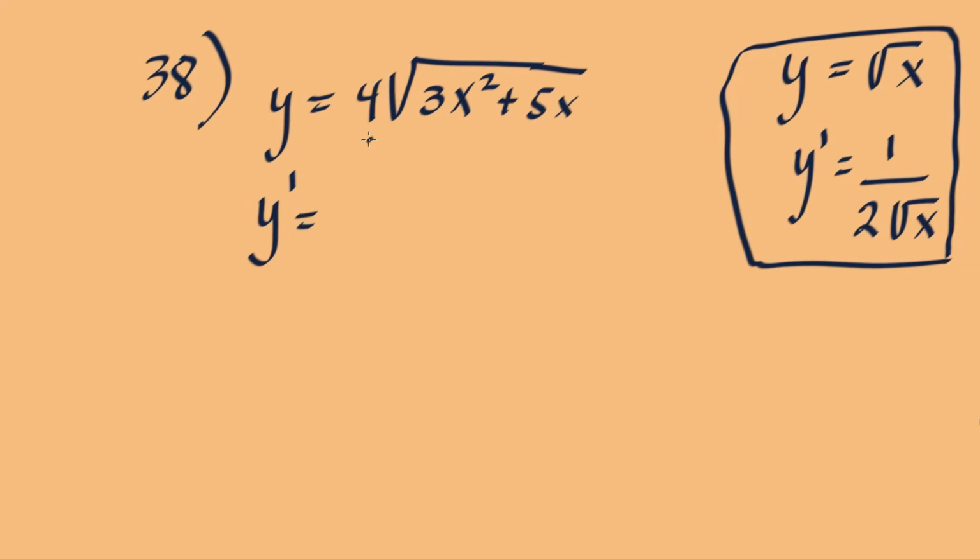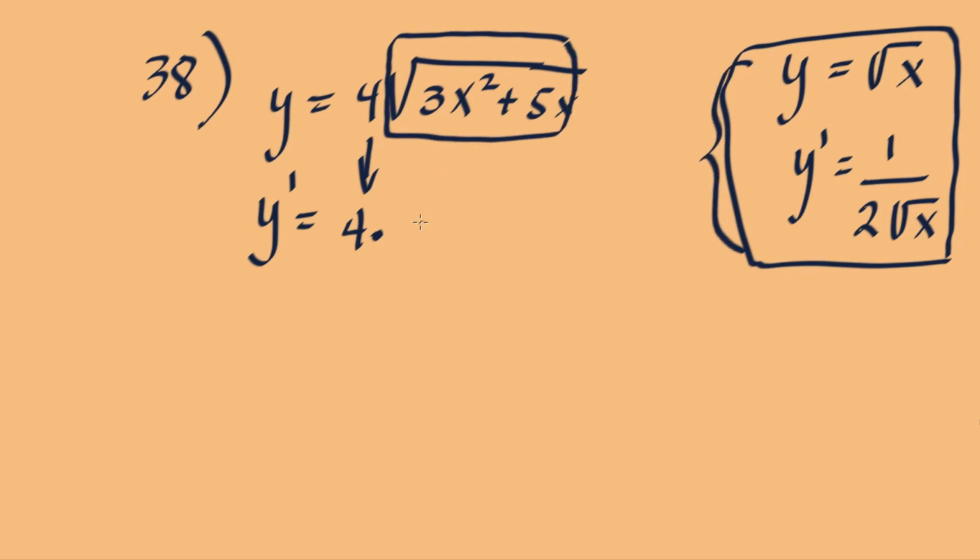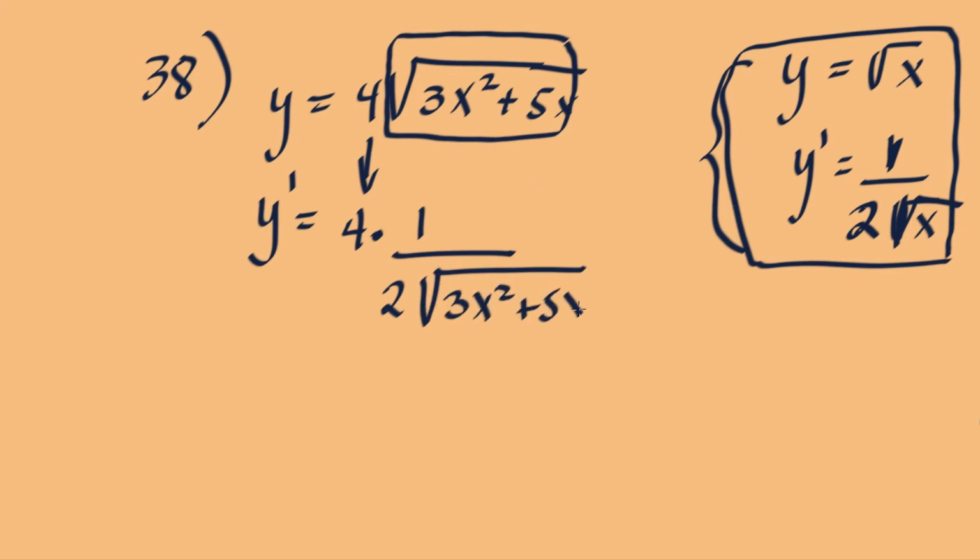This 4 is a constant, so we just bring it down. And on this part right here, we're going to be using the shortcut. The structure will be the same: it's 1 over 2 times the square root of, but instead of x, we have this 3x squared plus 5x.